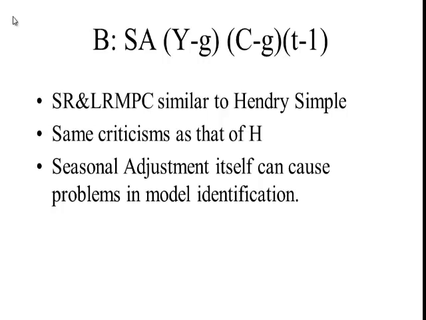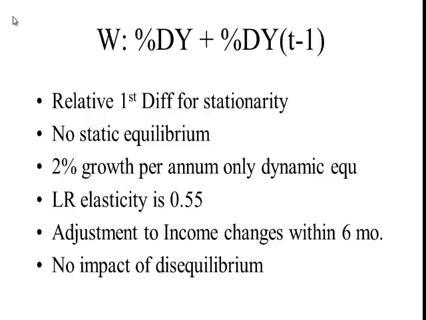So it turns out that the short run and long run marginal propensity to consume in this model are quite similar to the Henry simple model, meaning with seasonals but not with time varying seasonals, which is very easy to understand because they both use basically the same model, but one uses dummies instead of seasonal adjustment. Okay, so the W model uses the percentage change in consumption and regresses it on the percentage change in income and the percentage change in lagged income.